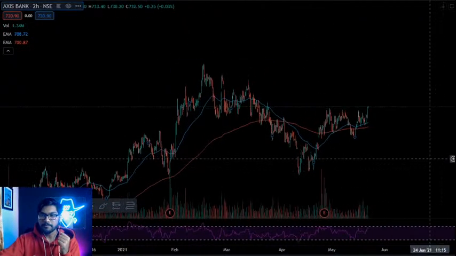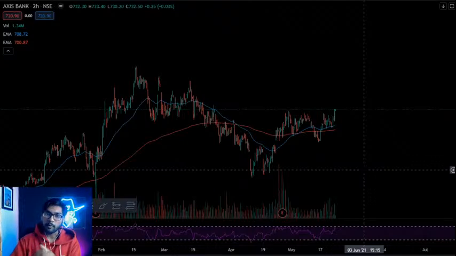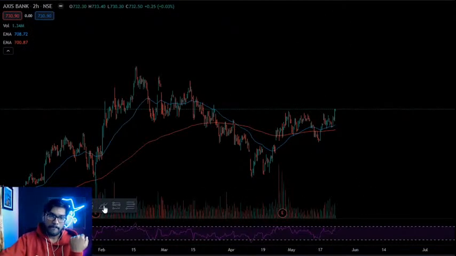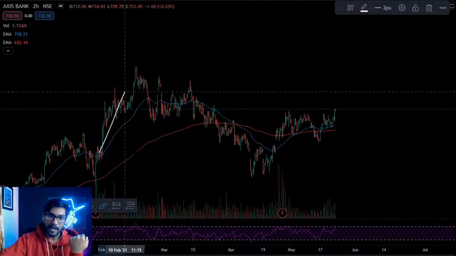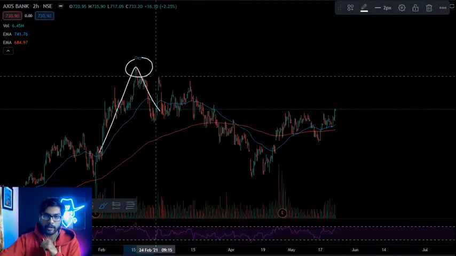To find out whether the trend is in a run, in a pullback, in an uptrend or in a downtrend, we use price action. We also use price action to find out whether it is at a support zone where the price can go higher, or at a resistance zone where the price can fall much lower in the market. For that we will understand swing highs and swing lows. Over here the market gave us a high, a run, a pullback. This is our swing high of the market.